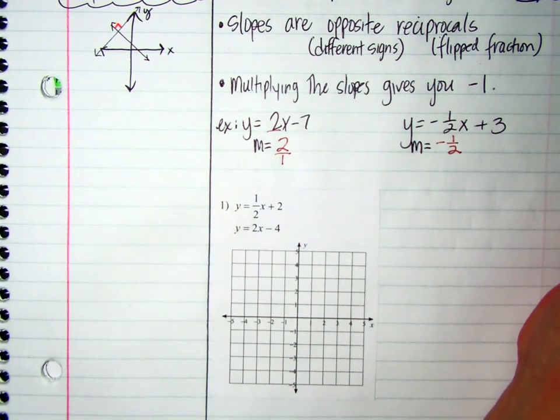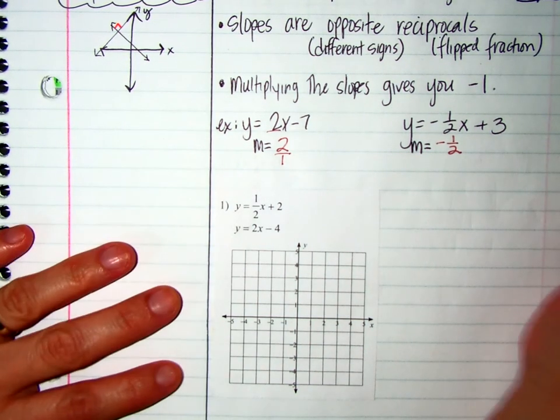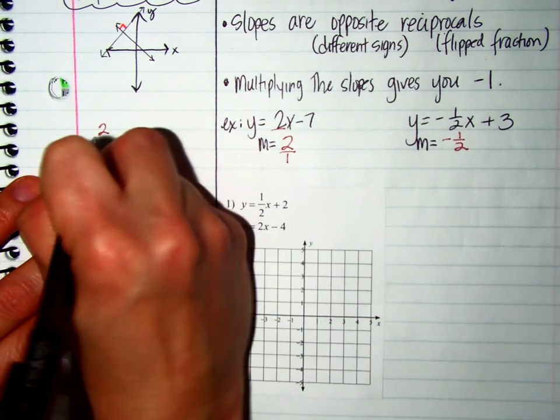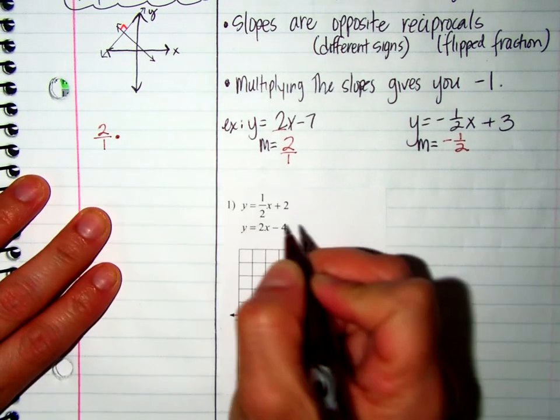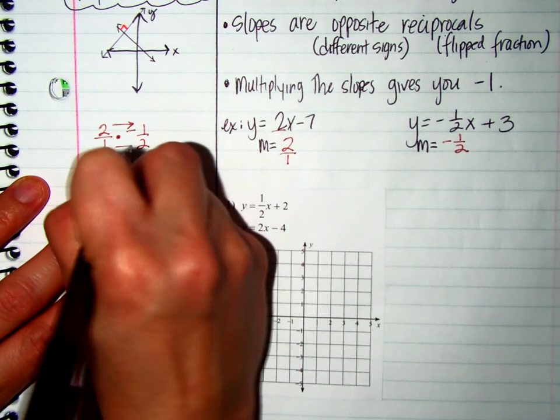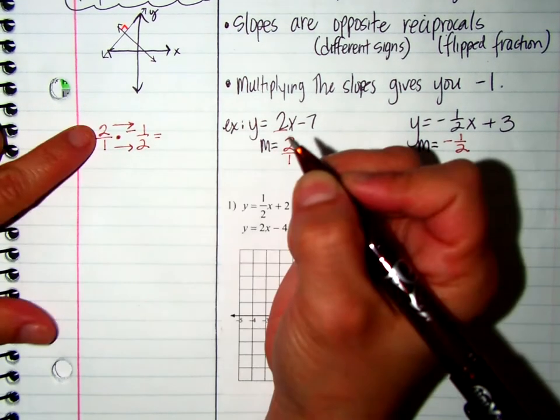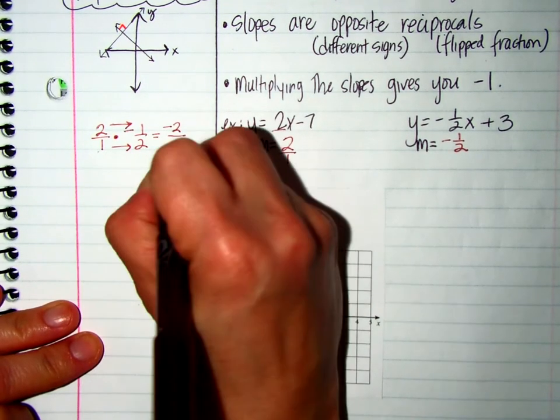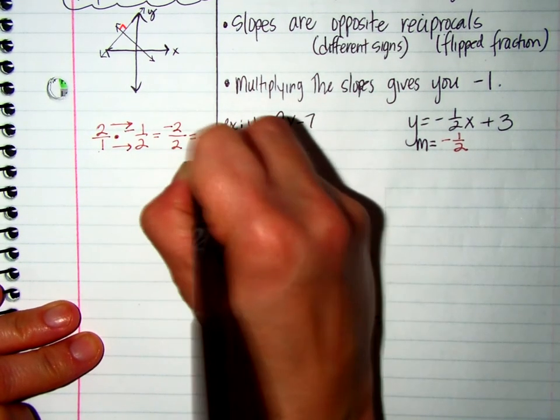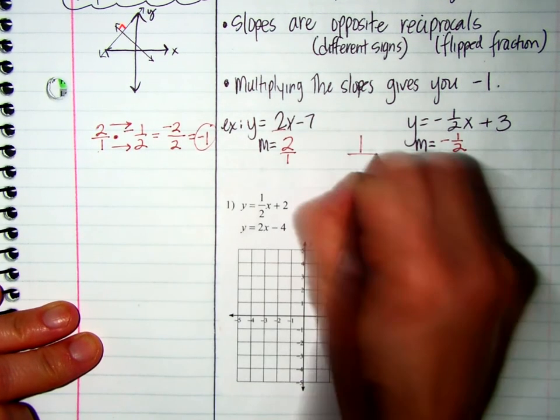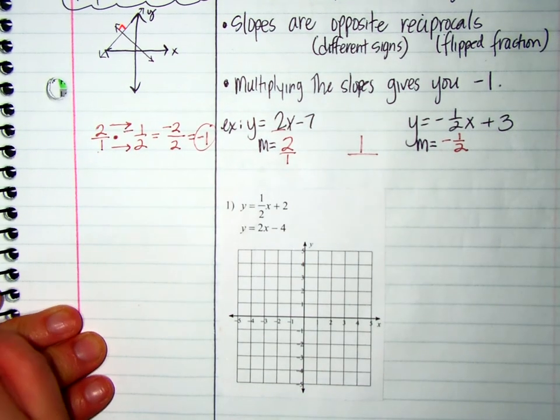How else can I find out whether these two are perpendicular? Well, I can multiply them together. So on the side here, I'm going to say, if I have 2/1 and I multiply it by -1/2, what am I going to get? So when I do that, 2 times -1 is -2, and 1 times 2 is 2. And when I divide that, I get -1. So that means these two are perpendicular.